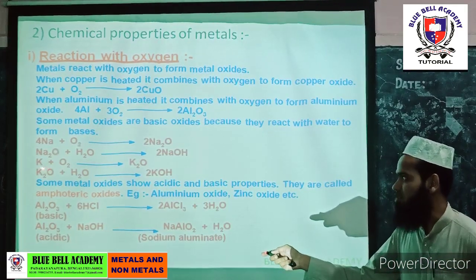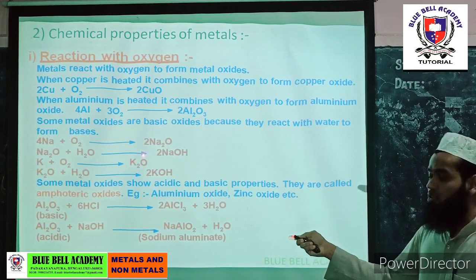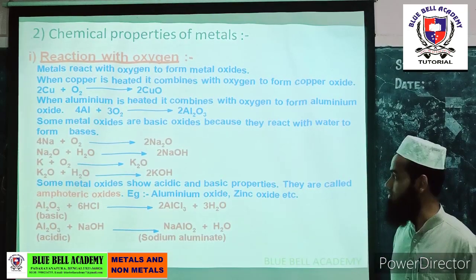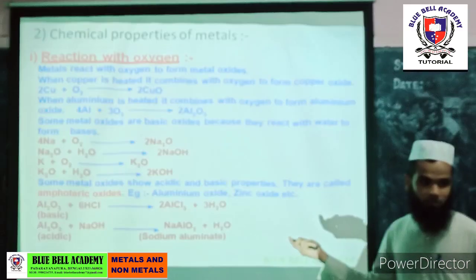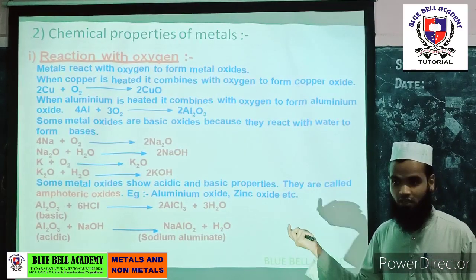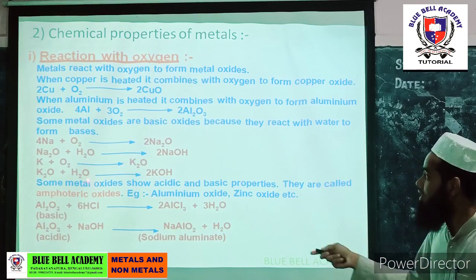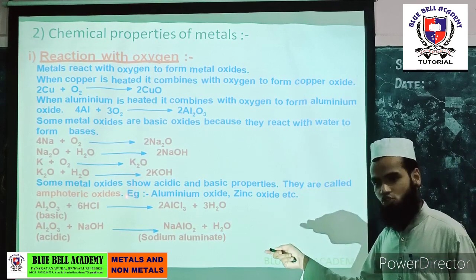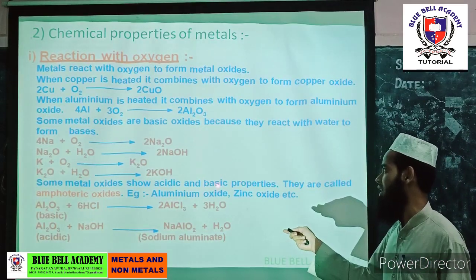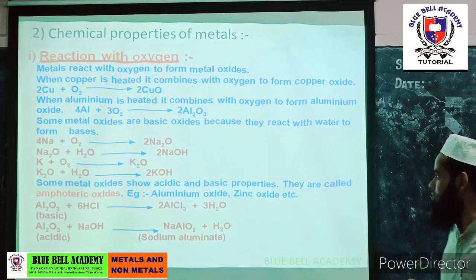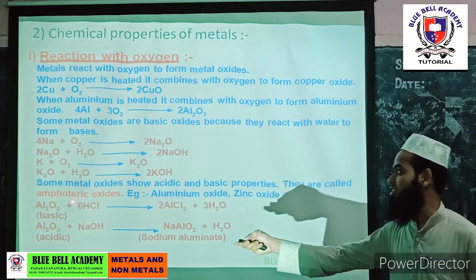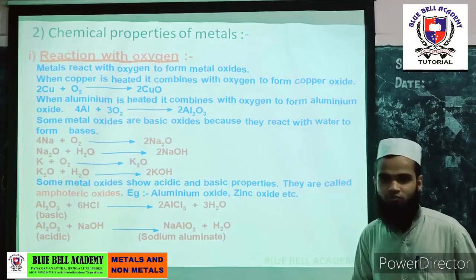In the same manner, potassium also reacts with oxygen to form potassium oxide. As potassium oxide is dissolved in water, it forms the corresponding potassium hydroxide, which is basic in nature. Some metallic oxides show the properties of both acidic and basic. Both properties are exhibited by some metallic oxides. Such metallic oxides are considered amphoteric oxides.